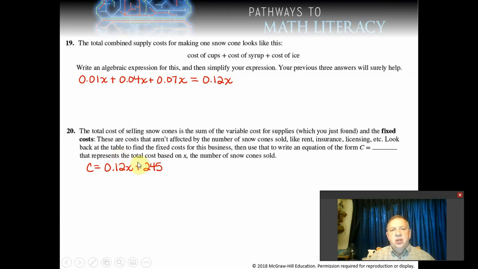So here's our total cost. The total cost of selling snow cones is the sum of the variable cost, which depends on how many we sell, and then that fixed cost. Those are things not affected by the number of snow cones sold, like the rent, insurance, licensing, all of those things that you had to pay to get started, and you're going to pay those whether you sell anything or not. And this is your cost, a cost function.